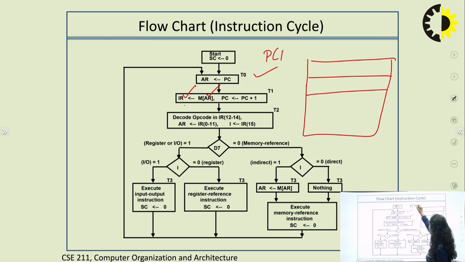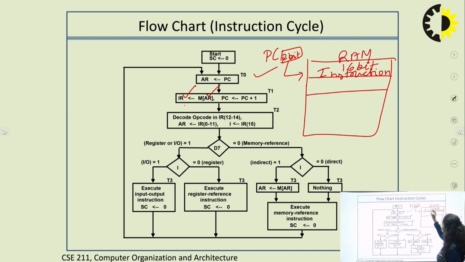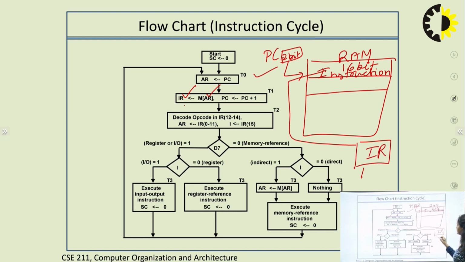PC is holding a 12-bit address. At that 12-bit address there is an instruction stored in the memory, of size 16-bit. This is your RAM memory. At that address we will find an instruction, and that instruction is copied into the IR register, of size 16-bit again. Why is the IR register 16-bit? Because the instruction in the RAM memory is also 16-bit. That's why the size of the IR register is also 16-bit.